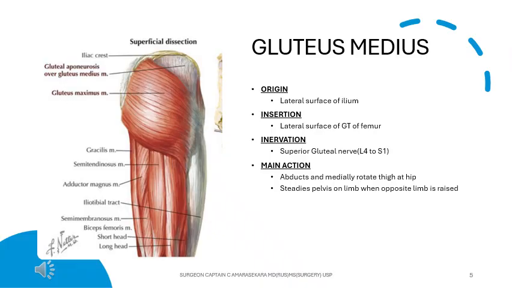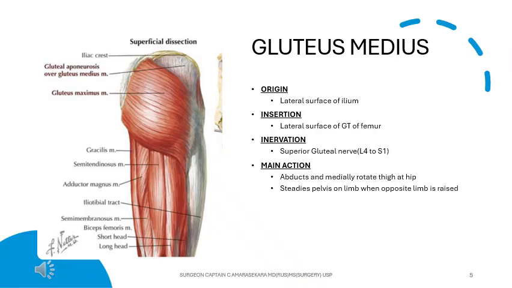The muscle is innervated by the superior gluteal nerve, arising from spinal roots L4 to S1. This nerve exits the pelvis above the piriformis and supplies both gluteus medius and minimus, as well as the tensor fascia lata. Functionally, the gluteus medius abducts and medially rotates the thigh at the hip.